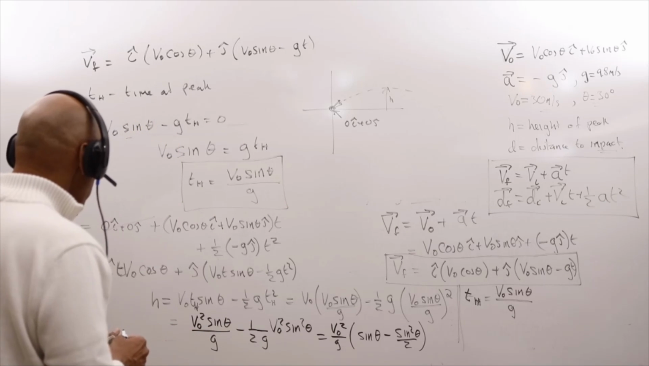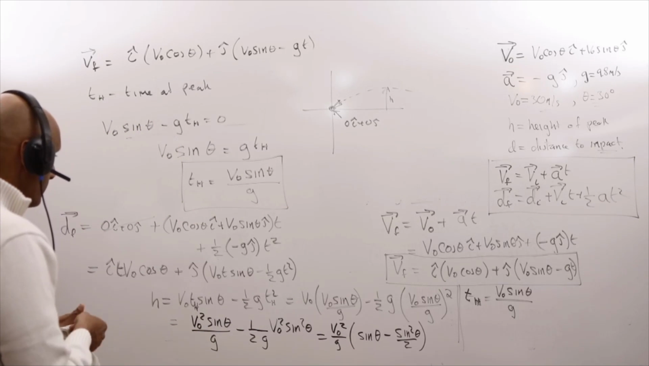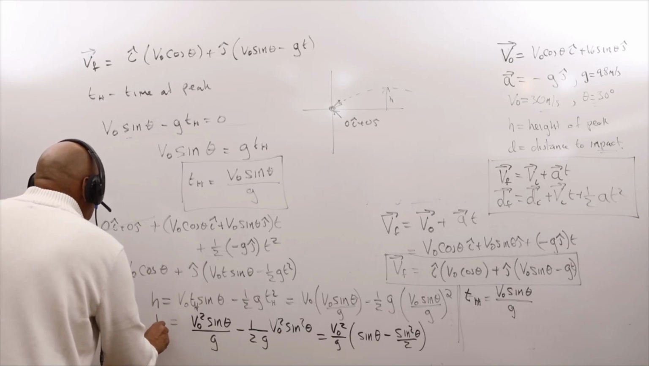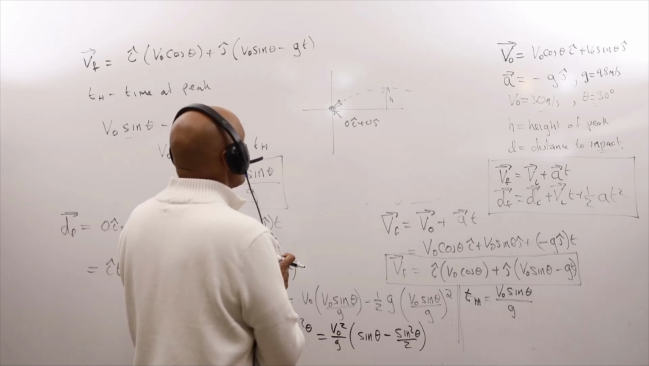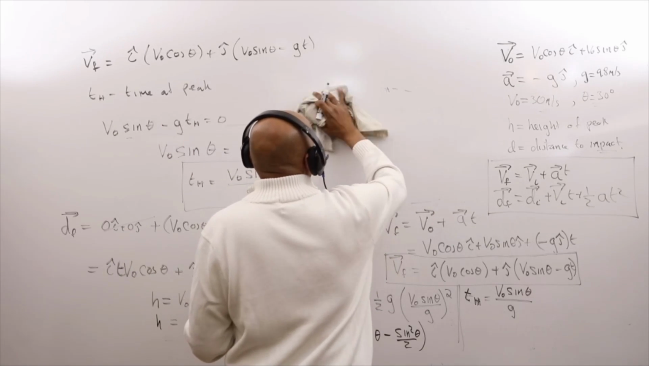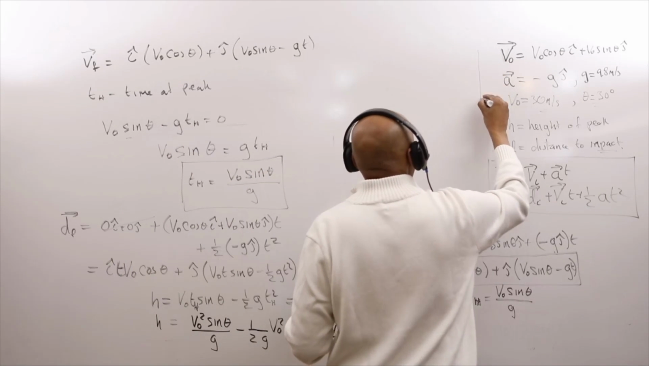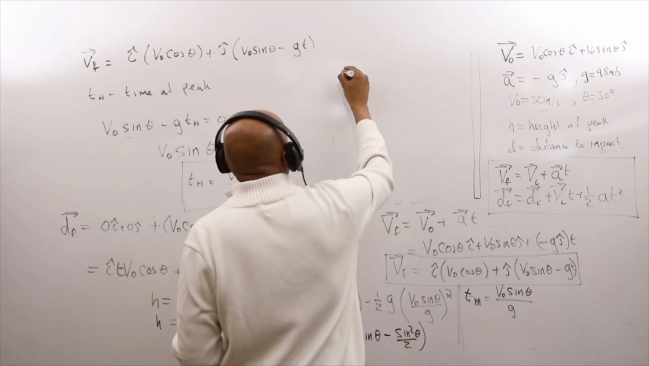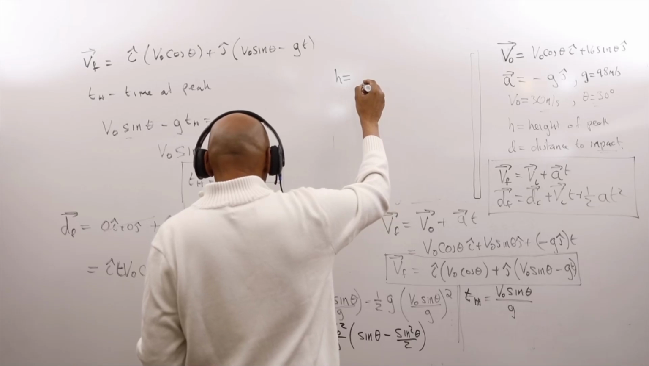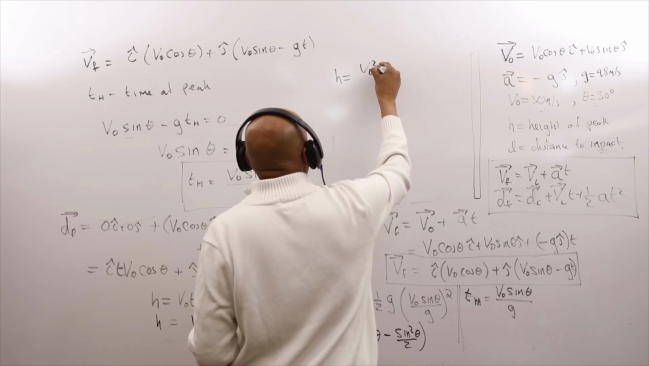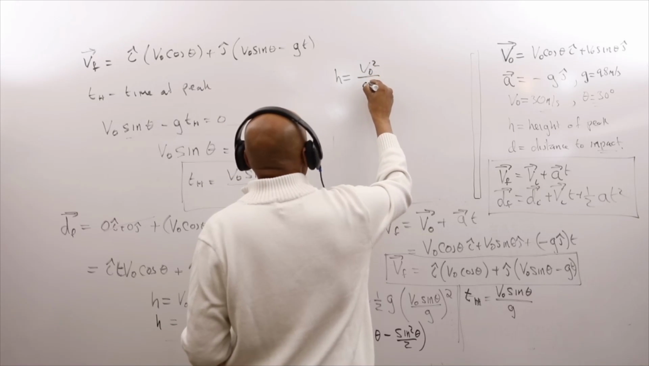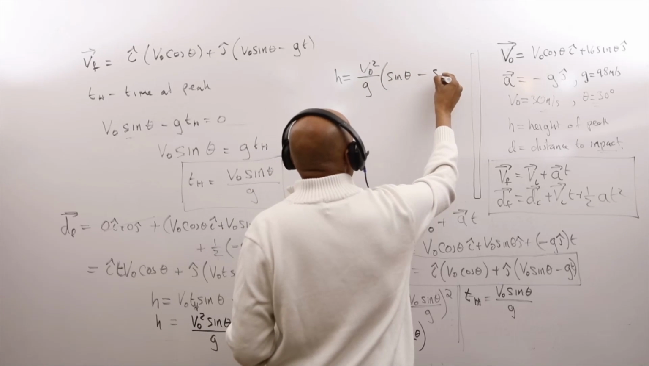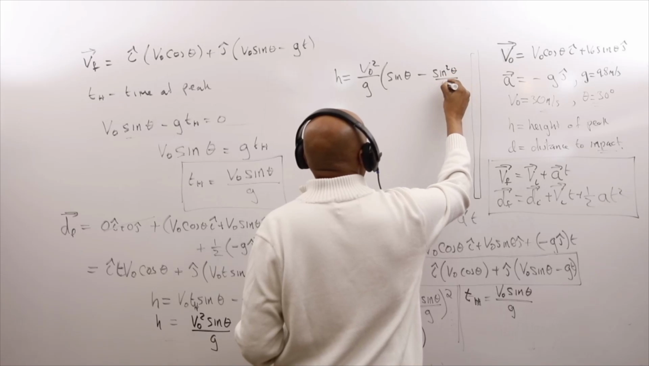And I think that's the vertical displacement. So this is the height. So the height equation, right? Let's erase this over here. So this is a long problem, but you get used to it. H is equal to the height is equal to V0 squared over g times sine of theta minus sine squared theta over 2.